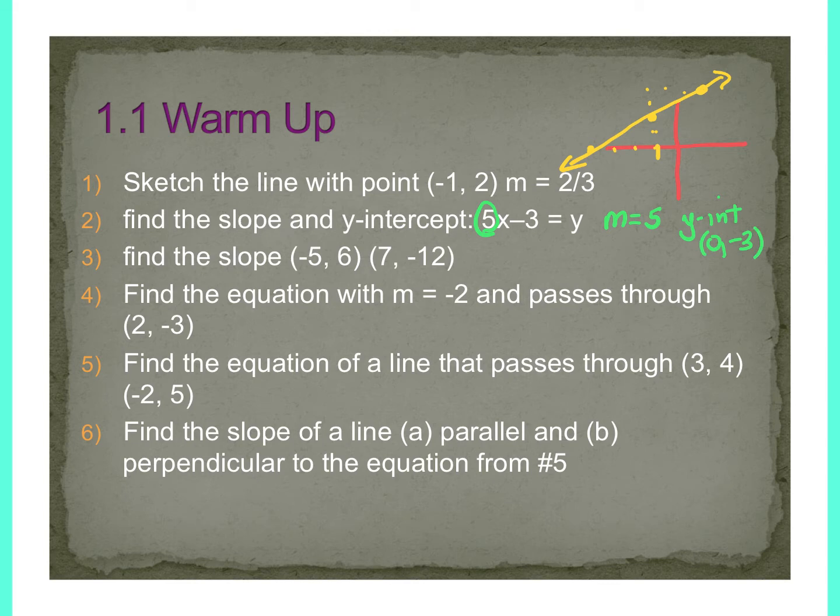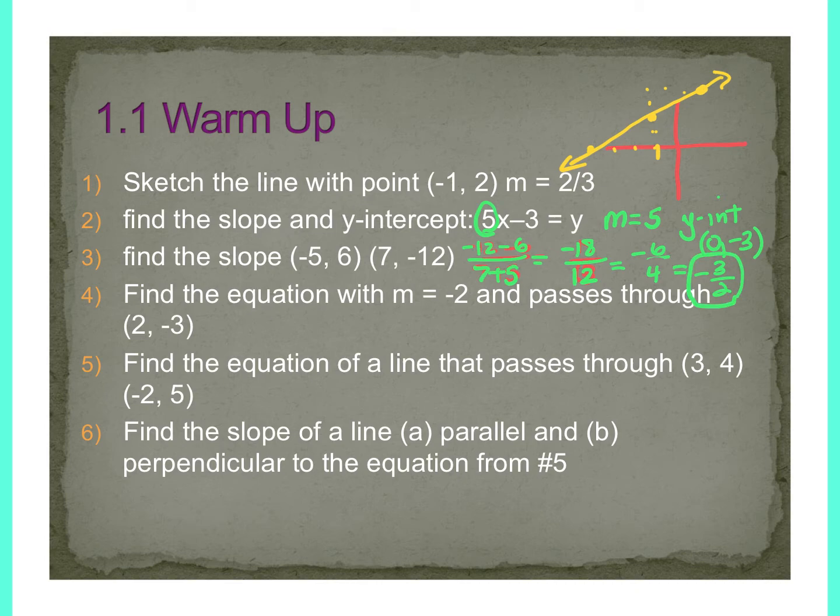Number 3 says find the slope. So we're just doing y2 minus y1 over x2 minus x1. So -12 minus 6 over 7 minus -5. That becomes plus 5. And I get -18 over 12. That becomes -9 over 6, or -3/2.